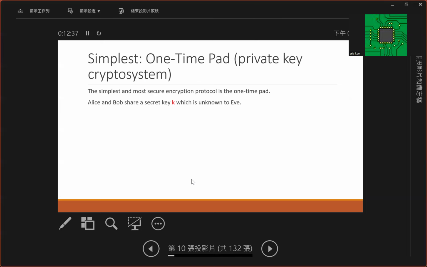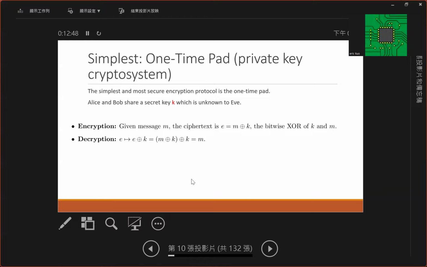This is the simplest and most secure. For example, Alice and Bob share a secret key K, which is unknown to everyone else. K is just a bit string. If Alice wants to send a message M, which is a bit string, the ciphertext is very simple: E equals M XOR K. XOR just flips bits wherever the key has a 1.